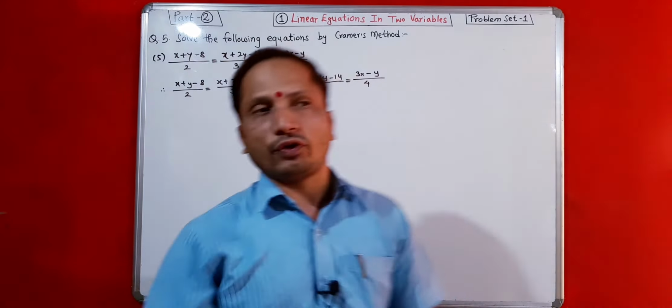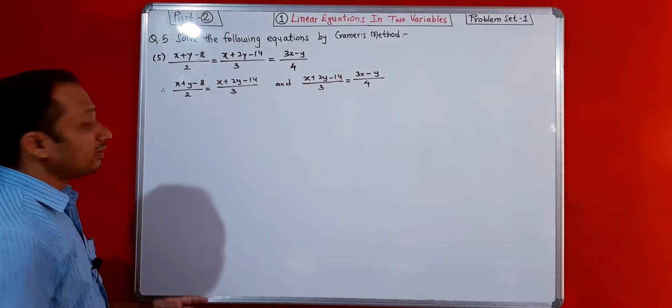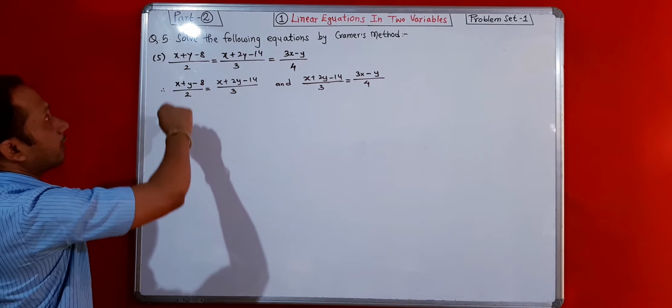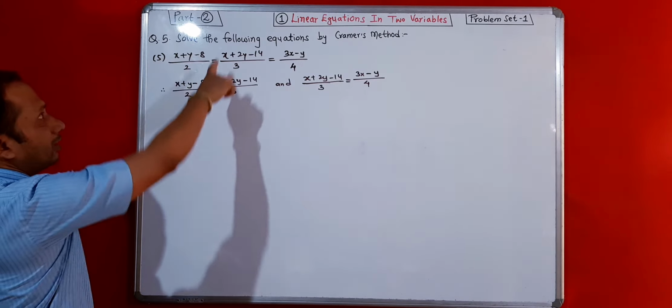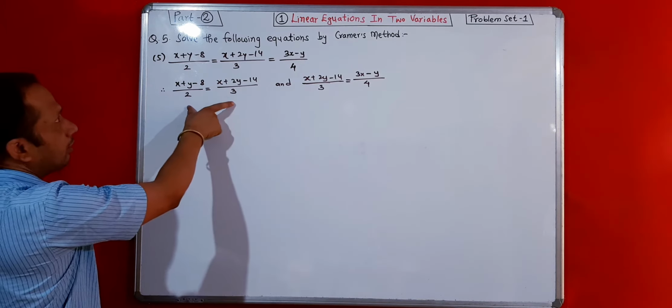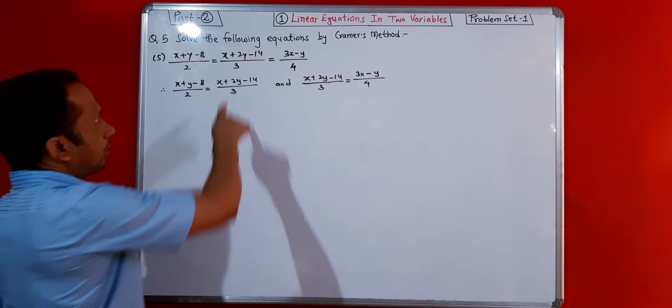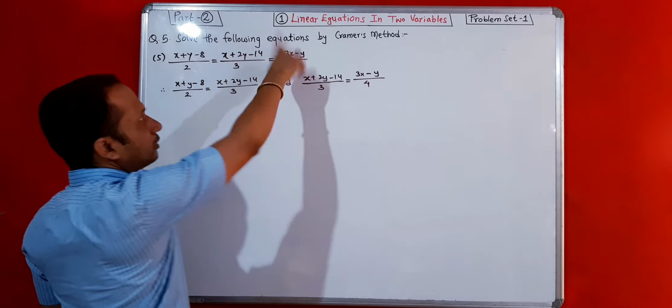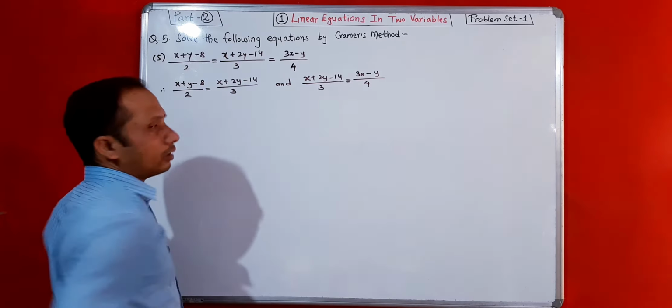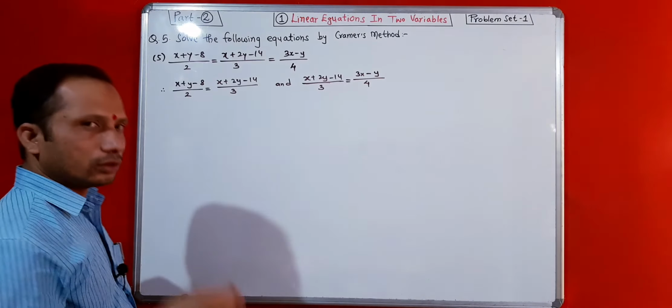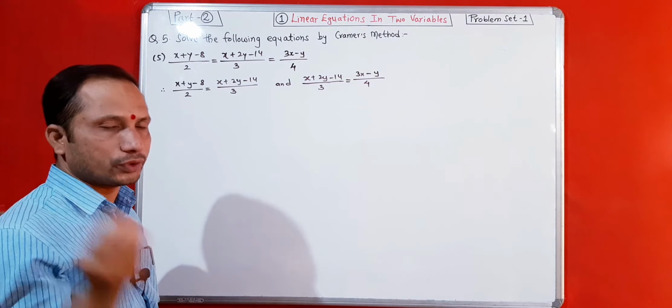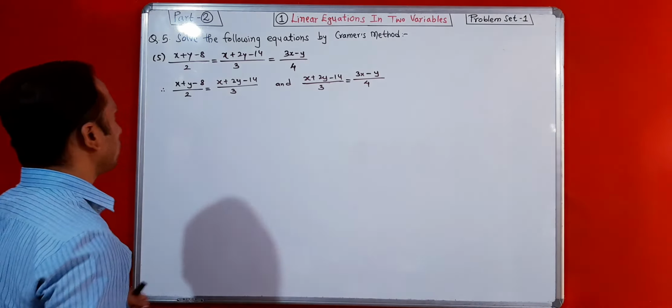We'll solve the fifth problem. This problem is somewhat different from the regular problems. So (x plus y minus 8) upon 2, (x plus 2y minus 14) upon 3. Take this as the first pair, and then (x plus 2y minus 14) upon 3, (3x minus y) upon 4. Take this as the second pair. First solve this, and then use that simplified equation for the next process. Let's solve this.